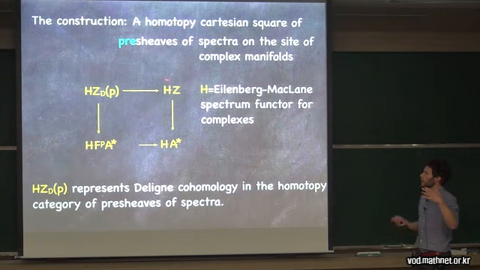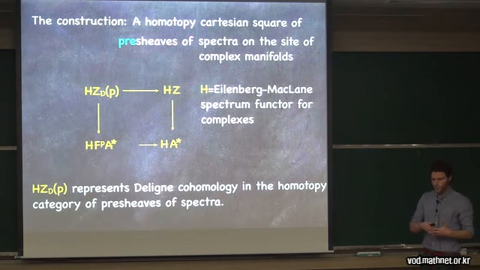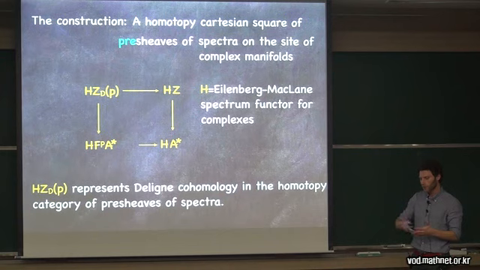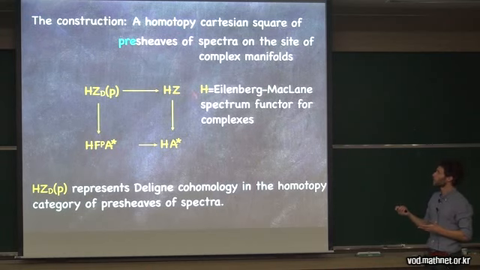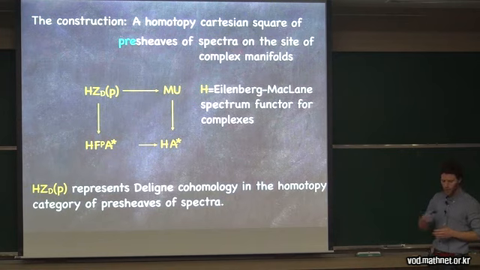And this goes by, so the contribution of this Z here, or the Eilenberg-MacLane spectrum of Z, plays the role of what comes from singular cohomology in the Deligne cohomology. Now we want to replace singular cohomology by complex cobordism. So now we just replace this spectrum here by complex cobordism MU, because the theory MU is also represented by a spectrum. So there's a natural candidate for that thing.